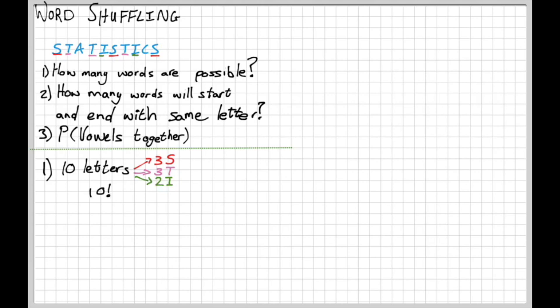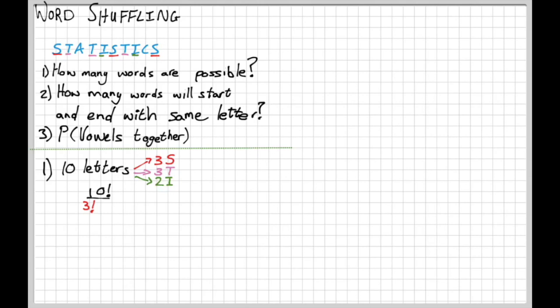Let's start. There are 10 options available, so I'm going to do 10 factorial. But now I've got to be careful of the repetitions. Because there are 3 S's, I've got to take away those repetitions. So I'm going to divide first of all by 3 factorial.